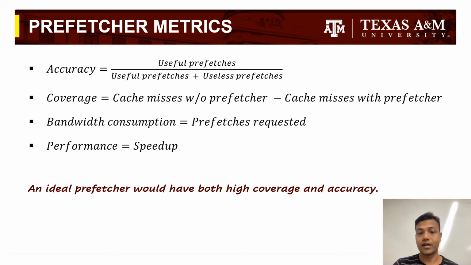The next parameter is bandwidth, which is described as the total number of prefetch requests made by the prefetcher. And finally, we have performance or speedup resulting from the prefetcher, described here as the ratio of IPC between our model and the baseline.